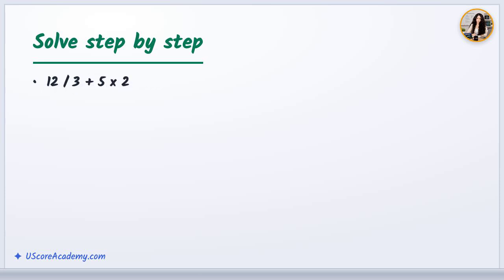Let's solve 12 divided by 3 plus 5 times 2. Do multiply and divide first. 12 divided by 3 is 4, and 5 times 2 is 10. Then add. 4 plus 10 is 14.